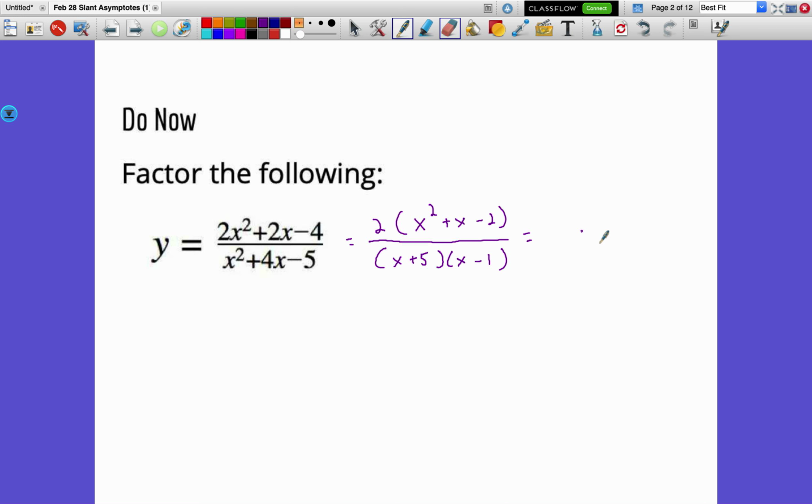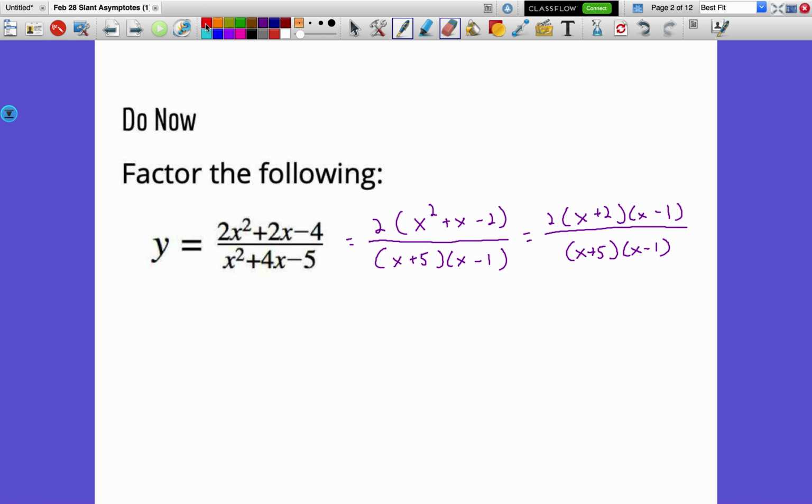All right, on the top, now I can factor this quadratic, again using simple factoring. Two numbers that multiply to be -2 but add to be 1. Let's see if we can think of those. So multiply to be -2 but add to be 1 is going to be a +2 and a -1. Multiply to be -2, add to be 1. All right, that is factored.